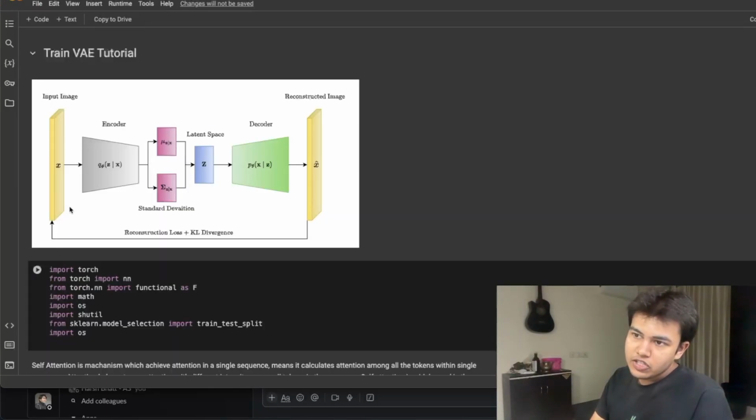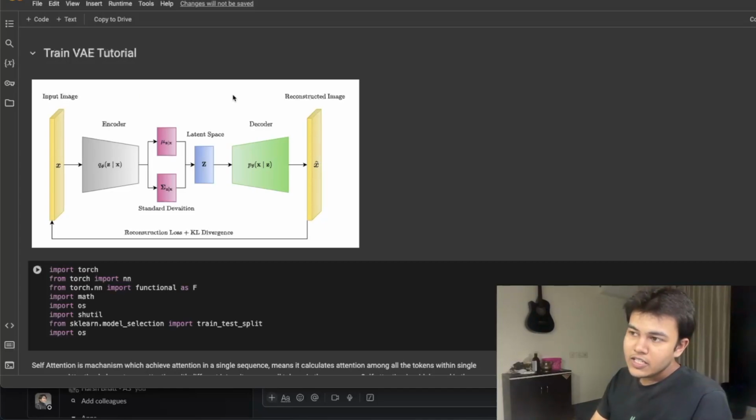In the VAE architecture, you have the input image, and then you have the encoder, which predicts a probability distribution for you, and it gives you two things: the standard deviation and the mean. You can then use these to create the latent space, and then use this latent space to reconstruct back using the decoder. After decoding, you have the reconstructed image.